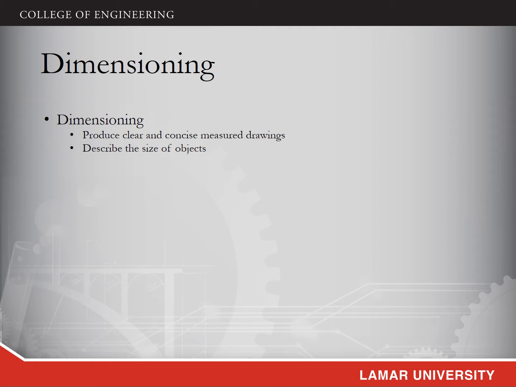In AutoCAD, the dimensioning functions are very important, especially if the users would like to produce clear and concise manual drawings. With these functions, we are able to describe the size of the objects in the drawing files. Basically, AutoCAD can provide 5 different types of dimensioning functions.